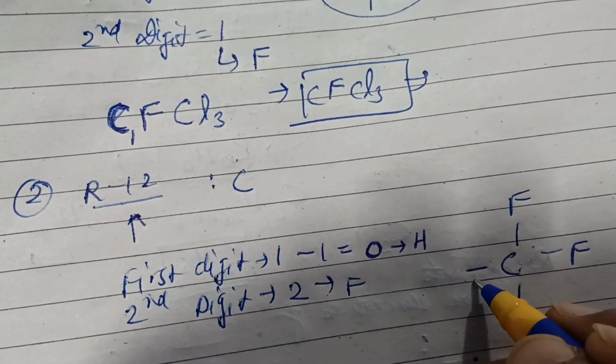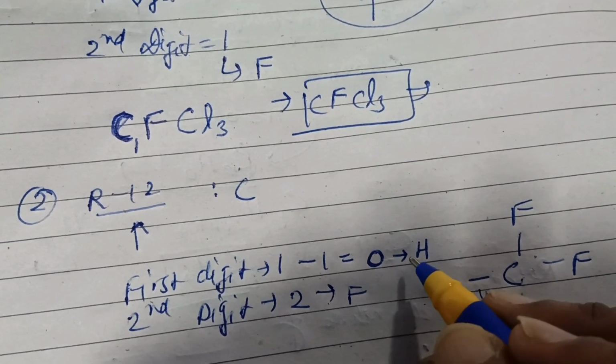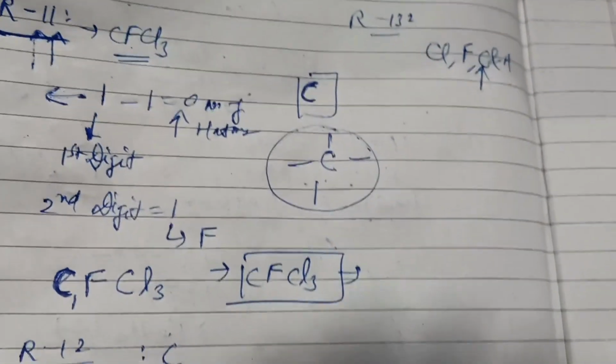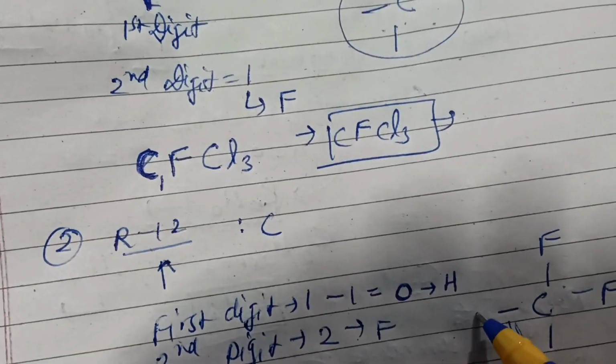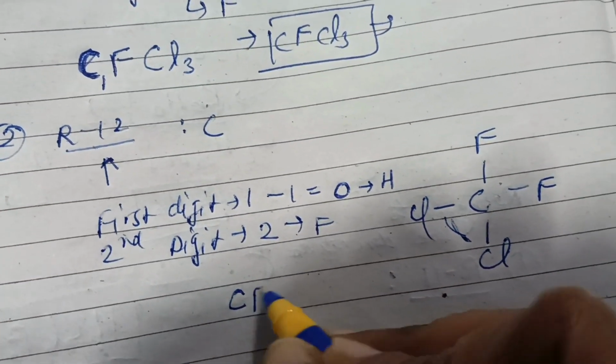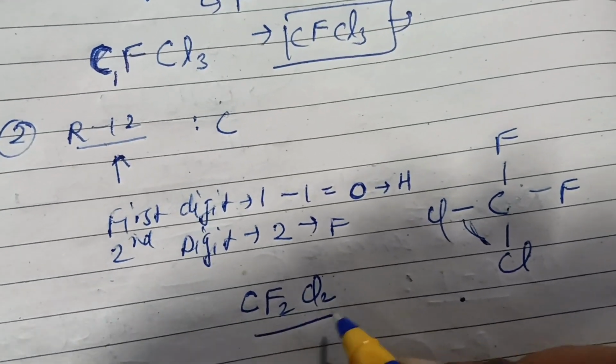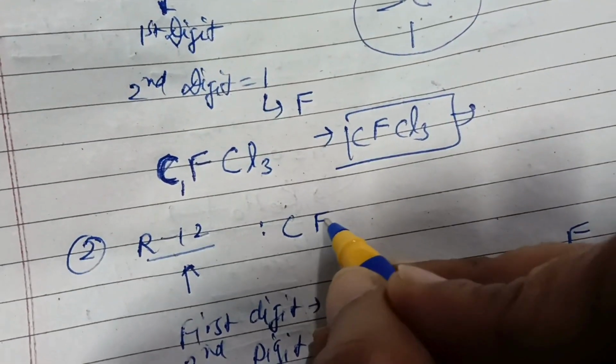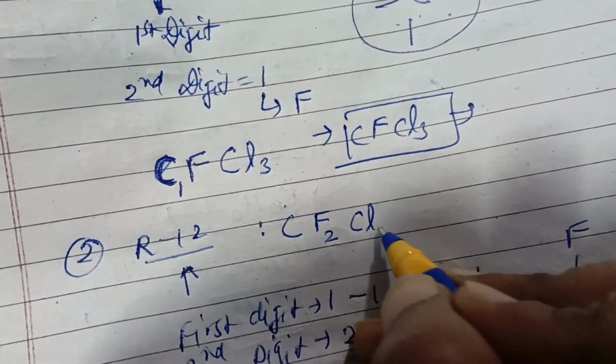So you see 2 vacancies are still there, and hydrogen is 0, and between fluorine, chlorine and H you have to decide the number of atoms. So the rest would be taken by chlorine. So we got the formula CF2Cl2. This is going to be the formula for R12, CF2Cl2.